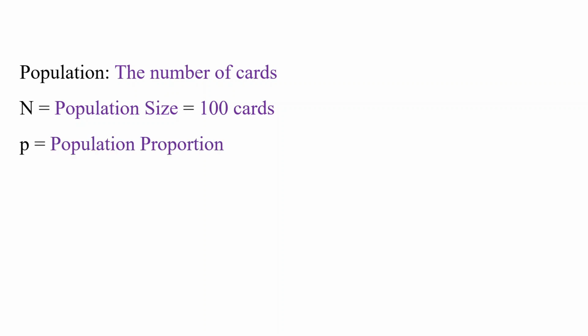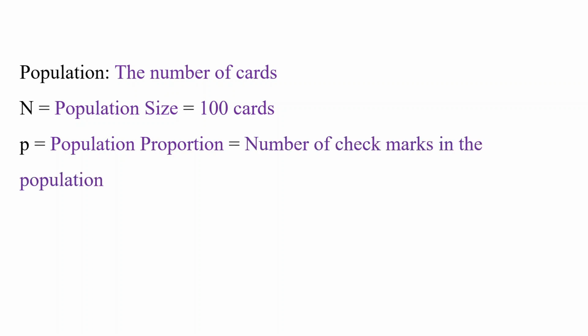Lowercase p is going to be our population proportion. So that represents the proportion of successes we are interested in the entire population. So for us, we're interested in the number of check marks in the population. And we know that there are 50% check marks in our population. So p is going to be equal to 0.5. So this is all information on our population.